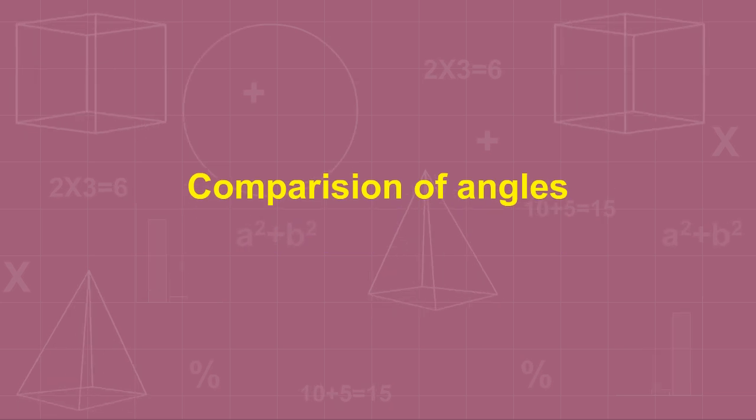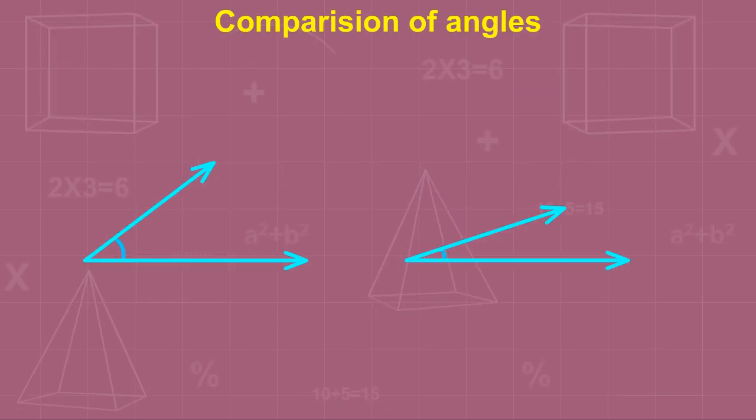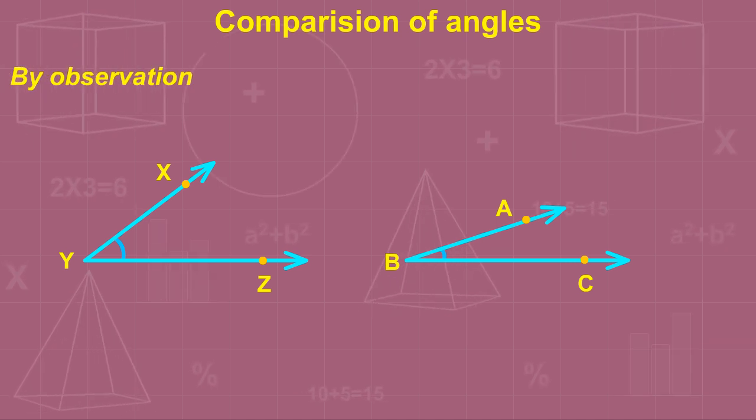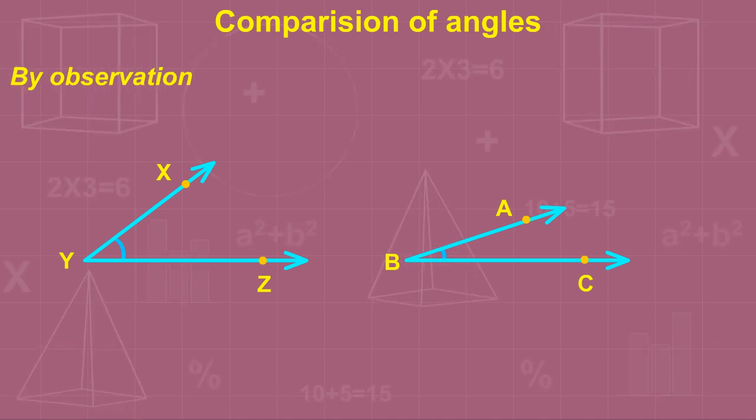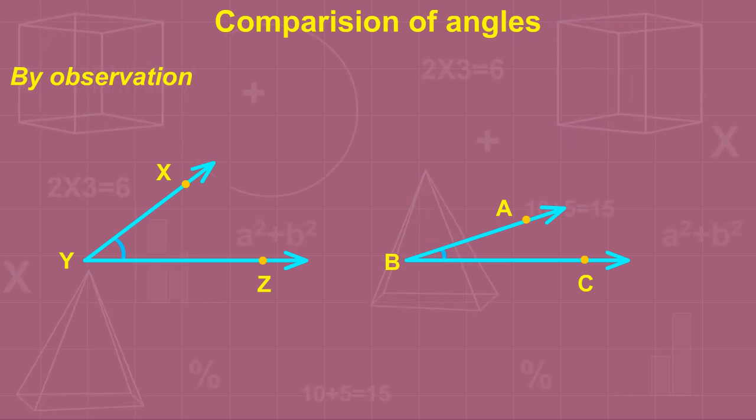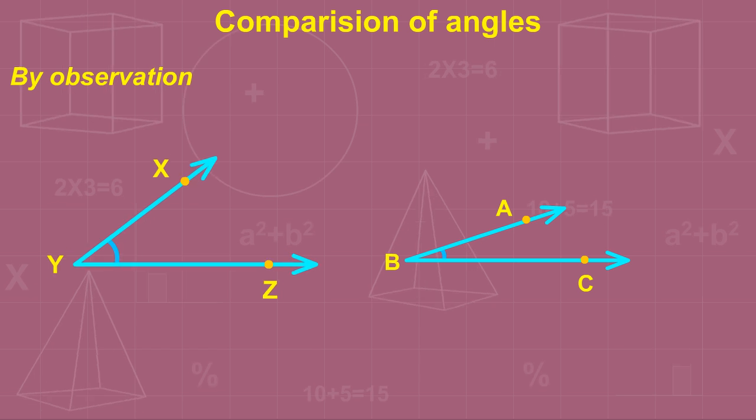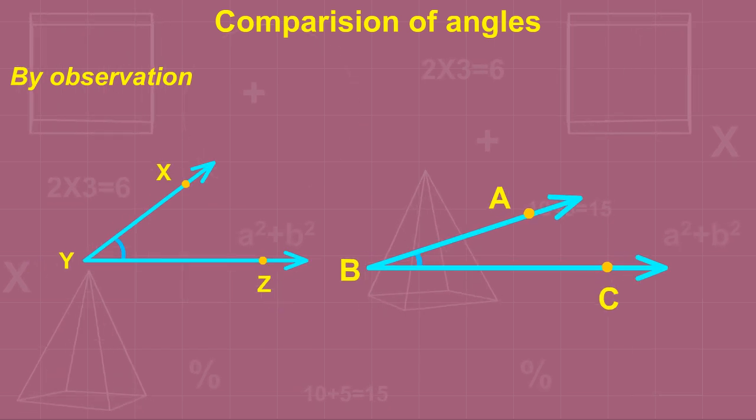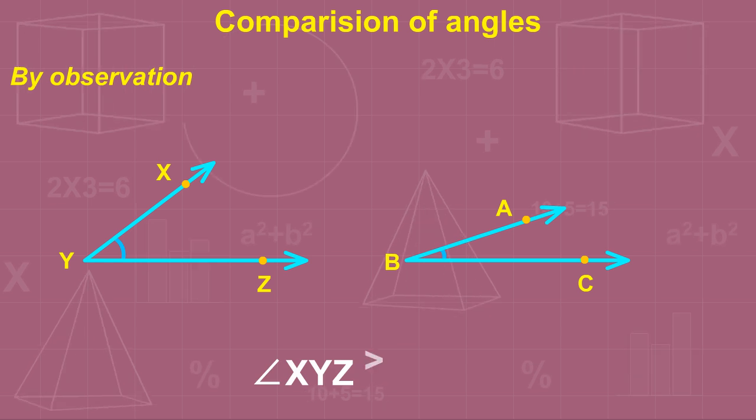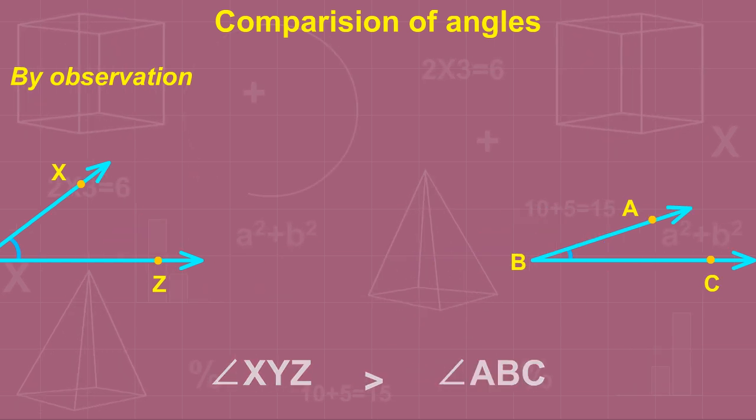Comparison of angles. We can compare the angles by using the following methods. By observation. We can compare two angles by observing. For example, let's compare the two angles, angle XYZ and angle ABC. We can see that angle XYZ is greater than angle ABC.